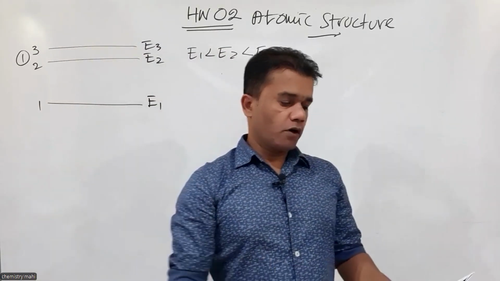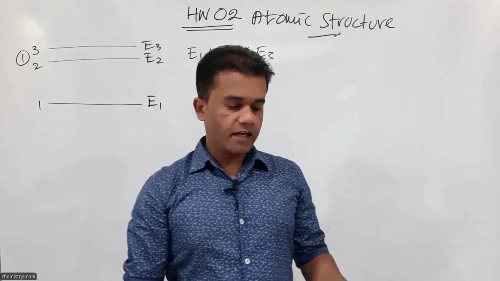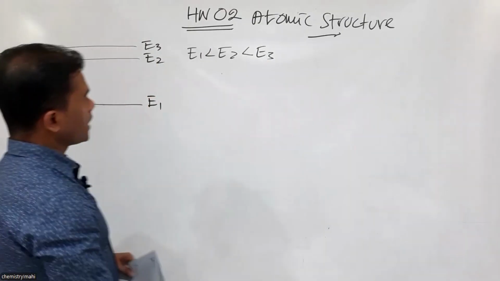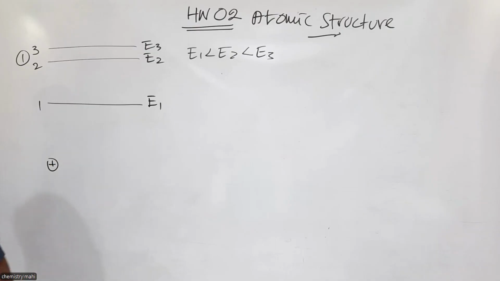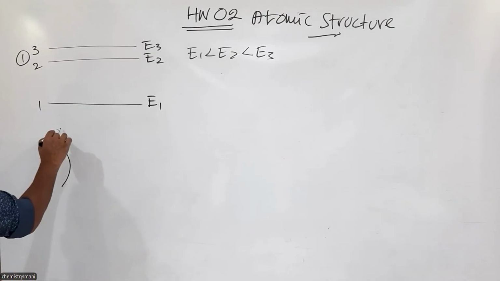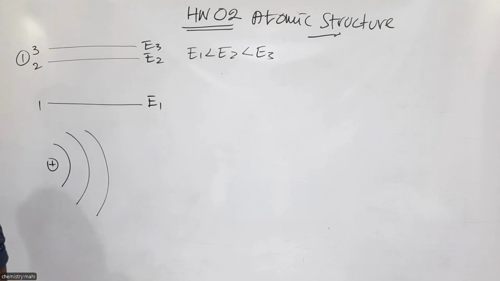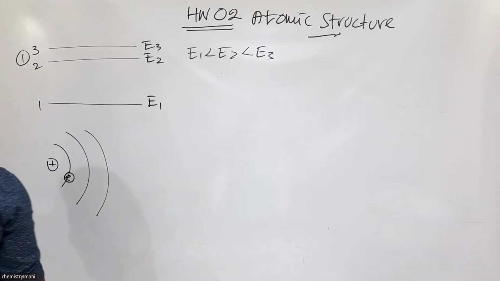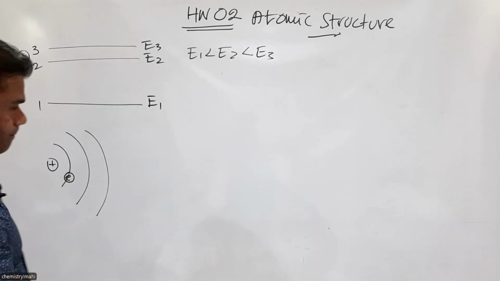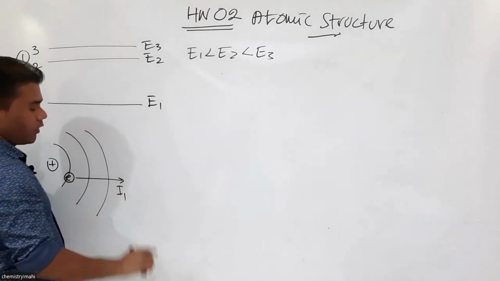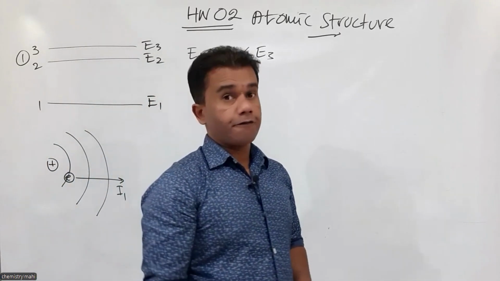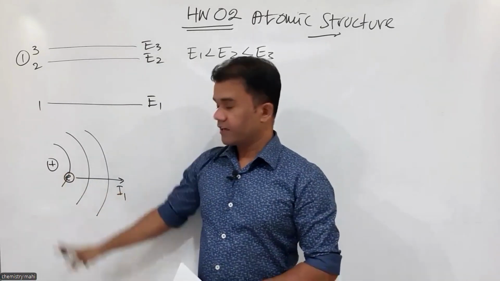Statement A: it takes more energy to ionize the electron from n equals 3 than from the ground state. Let's take this like so. This is the nucleus of the hydrogen atom, first energy level, second energy level, third energy level. Earlier, your electron was in the first energy level. To ionize this electron, you have to supply a certain energy, let's say it is I1. You are ionizing the electron from the first energy level of the hydrogen atom.